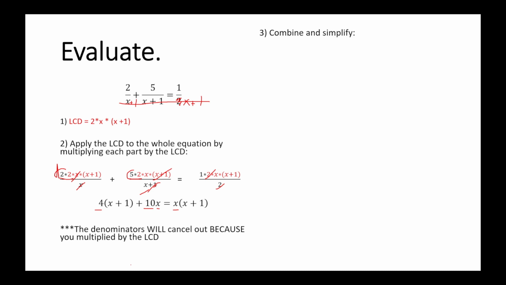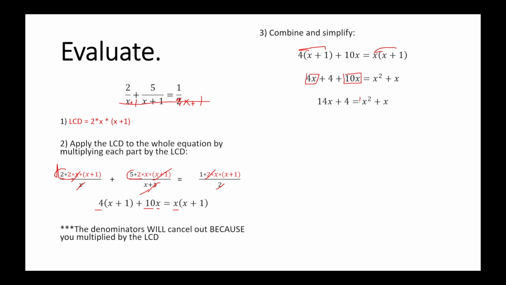We combine and we simplify. Again, we have 4 times x plus 1 plus 10x plus x equals x times x plus 1. Okay, what do we do? Well, we can distribute to combine. That's a good place to start, just like this. So we'll get 4x plus 4 plus 10x equals x squared plus x. And then what can we do? We can combine like terms. Our like terms here are these two on the left side. That gives us 14x plus 4 equals x squared plus x.